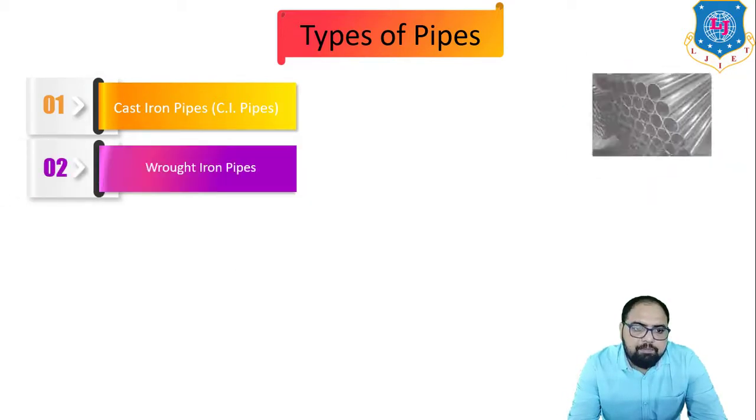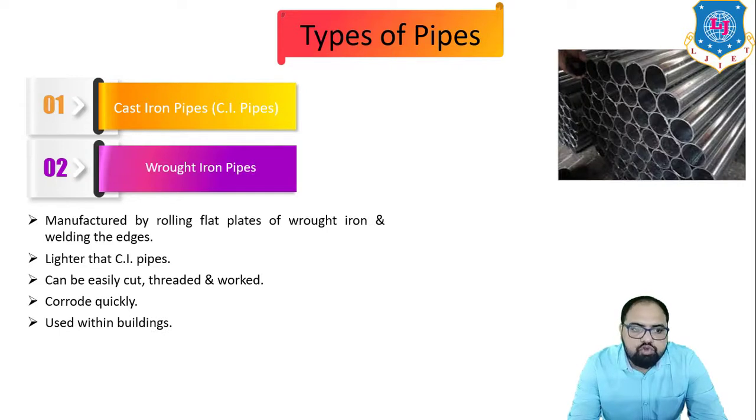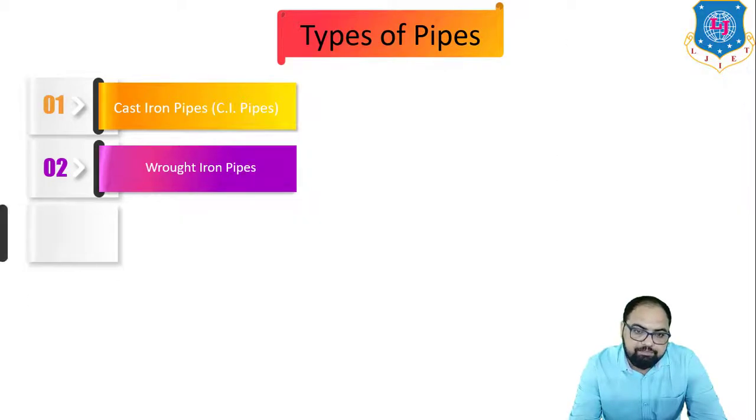The next type of pipe is wrought iron pipes. This type of pipe is manufactured by rolling flat plates of wrought iron and welding the edges. This type of pipe is lighter than cast iron pipes. It can easily be cut and threaded, and we can also work on this pipe. This type of pipe quickly corrodes, and it is used in buildings.